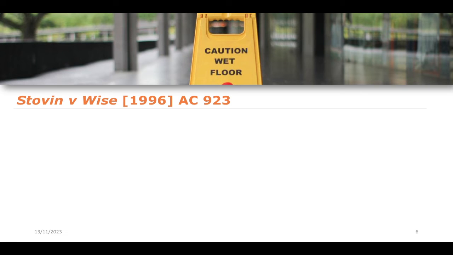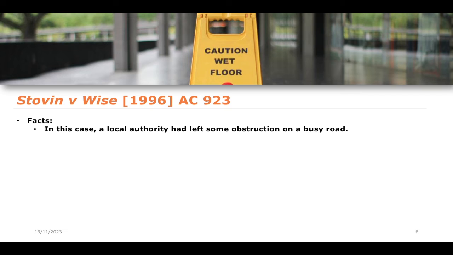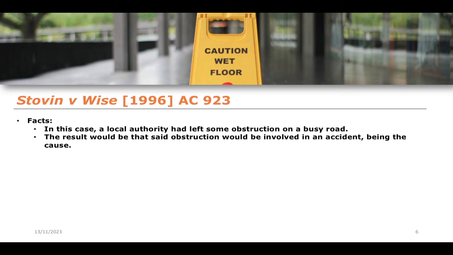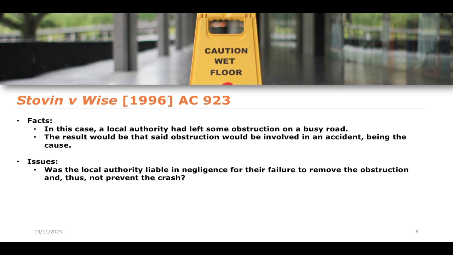So let's talk about a couple of examples from case law that illustrate this. The case of Stovin v Wise from 1996 is a good example. In this case, the local authority had left an obstruction on a busy road. That is essentially the long and short of it in terms of setting the scene. The result was that the obstruction would cause a car accident, and this obviously could give rise to liability. Was the local authority liable in negligence for their failure to remove the obstruction and therefore to not prevent the crash? That is the question the courts were asking here.